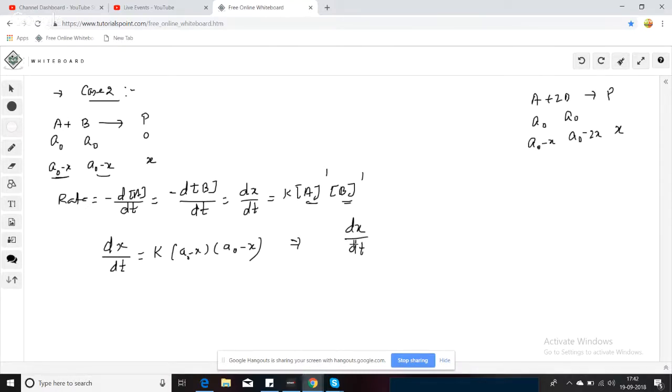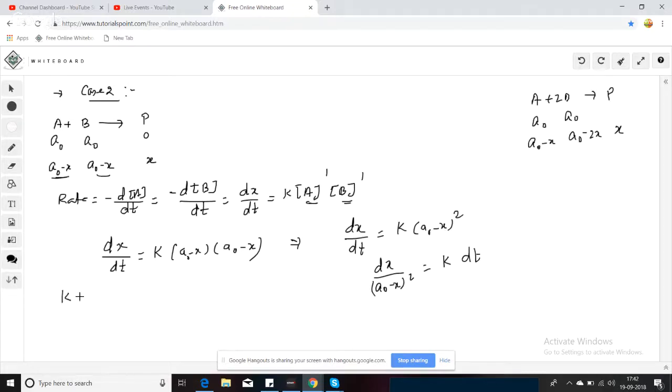dx by dt is equal to K into (A naught minus x) square. Now you can solve this by integration. dx by (A naught minus x) square is equal to K dt, right? So what you'll get when you solve this? You'll get the same expression that you get over there.